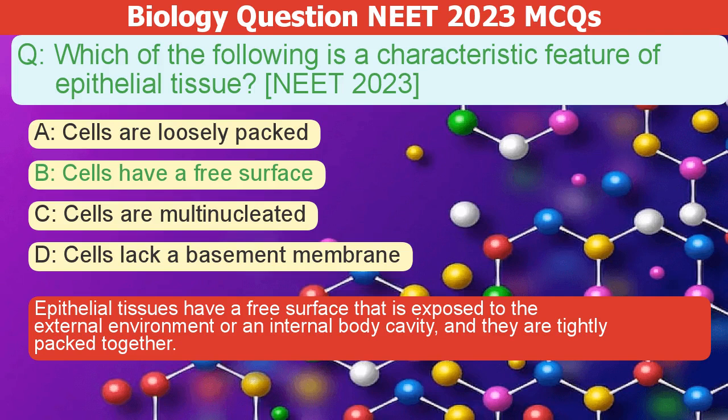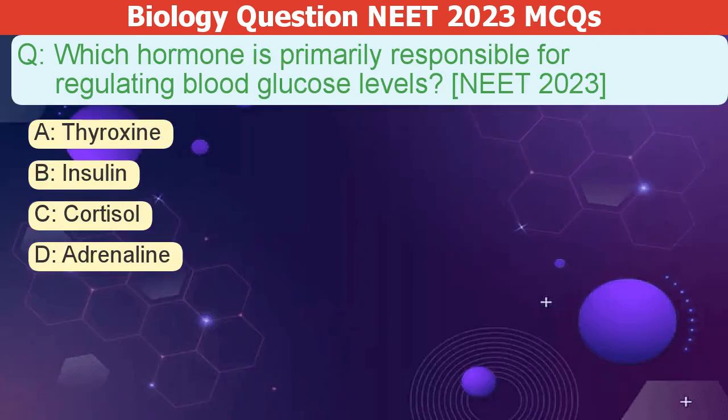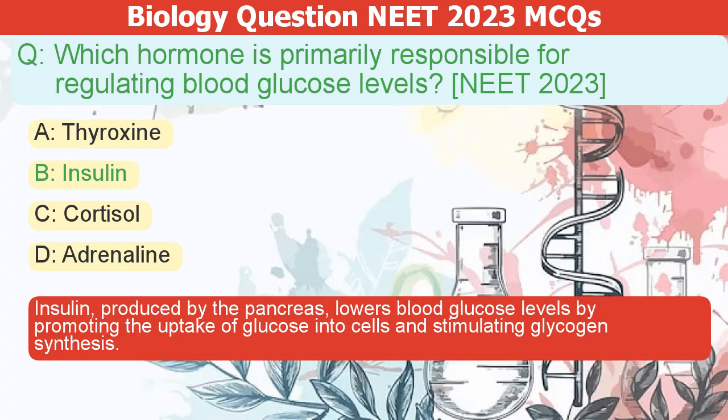Which hormone is primarily responsible for regulating blood glucose levels? NEET 2023. A. Thyroxine. B. Insulin. C. Cortisol. D. Adrenaline. The correct answer is B. Insulin, produced by the pancreas, lowers blood glucose levels by promoting the uptake of glucose into cells and stimulating glycogen synthesis.